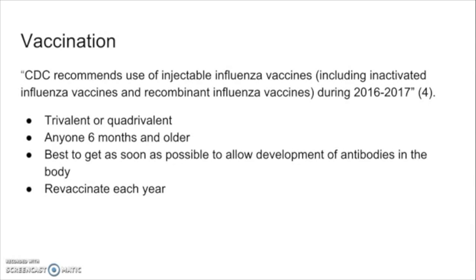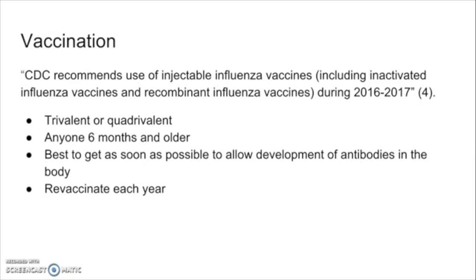And these come in two different types. One of them is the trivalent vaccine, which helps protect against 3 different viruses. And 2 of those are an A virus, the H1N1, and the H3N2 viruses. And the other one is a B virus. And the quadrivalent vaccination also protects against those same 3 viruses, but also against an additional B virus.